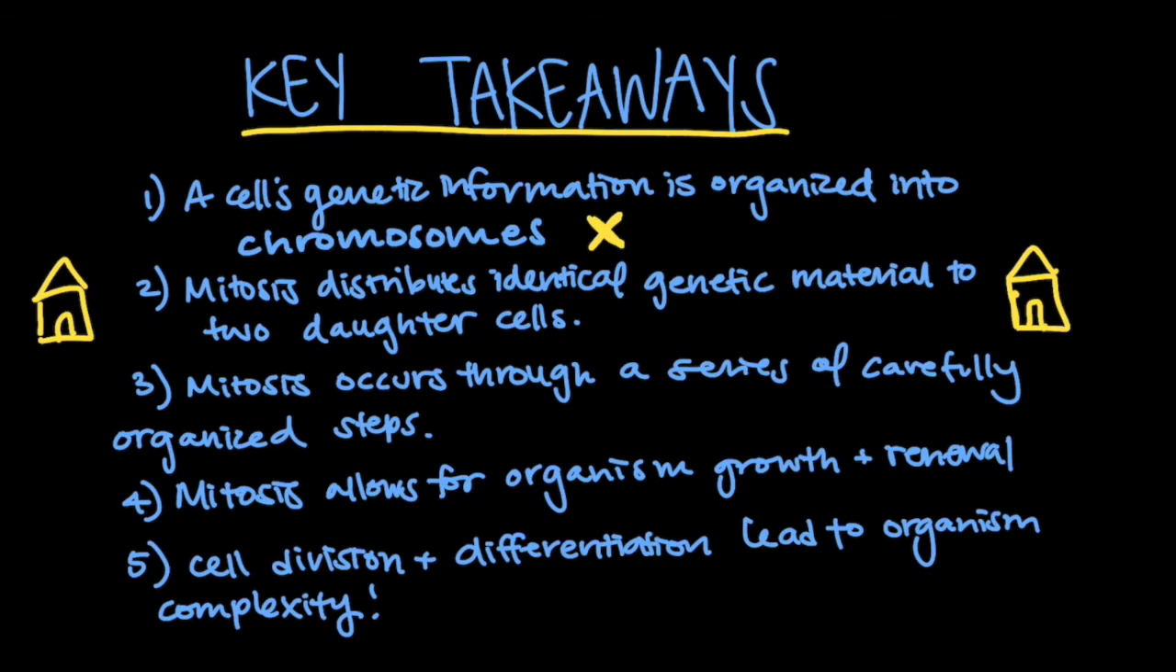Number three, mitosis occurs through a series of carefully organized steps. Remember the replication and the alignment in the middle and pulling with the mitotic spindle. Number four, mitosis allows for organism growth as well as renewal. And number five, cell division and differentiation can lead to organism complexity. Remember, they have different kinds of protein subsets that can be transcribed from the same set of genes.